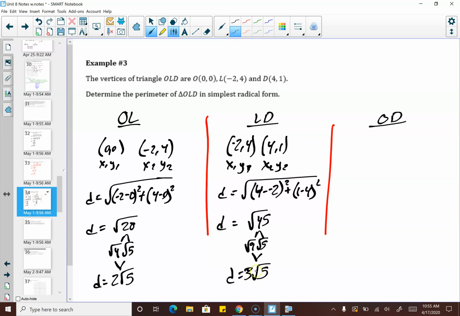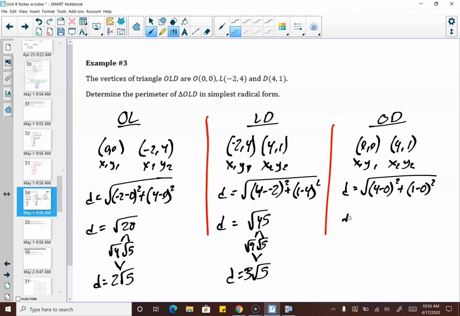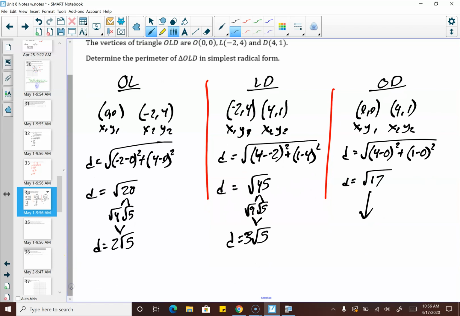And then for OD, it will be 0, 0 and 4, 1. So x1, y1, x2, y2. D equals, we are 4 minus 0 squared plus 1 minus 0 squared. Do all that in my calculator, I get square root of 17. 17 does not split, so that's just going to be carried down.